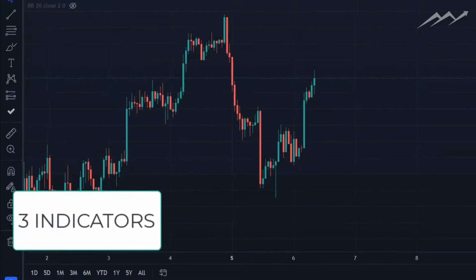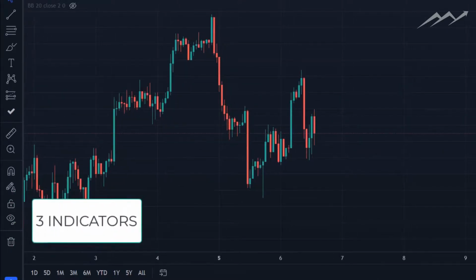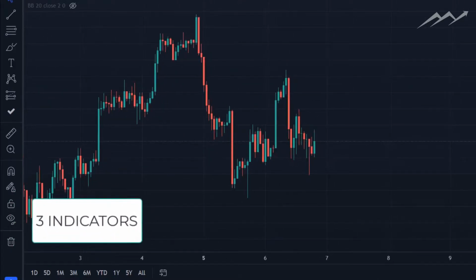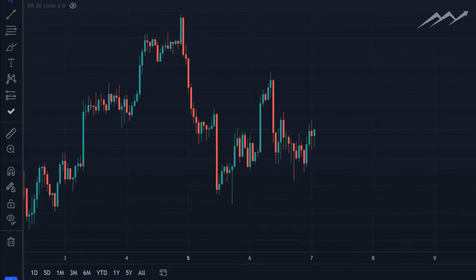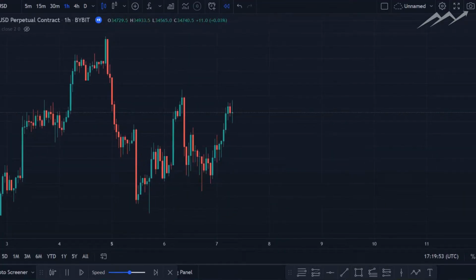This trading strategy makes use of 3 free Tradingview indicators. Links and settings for all indicators may be found in the video description below.